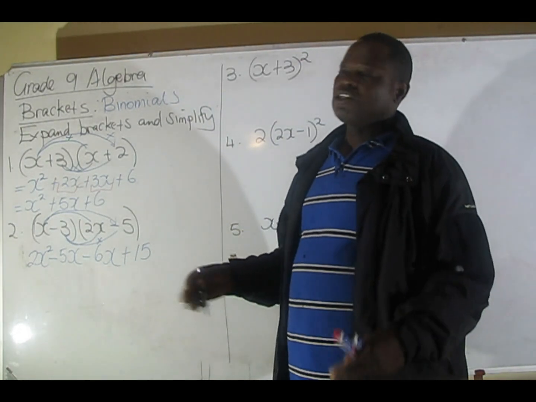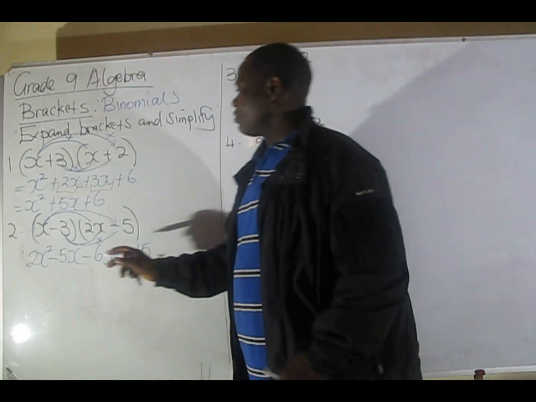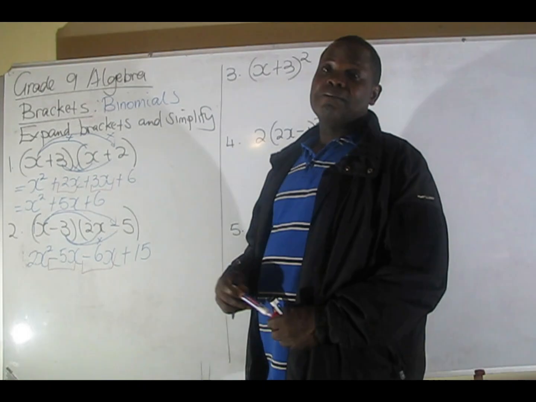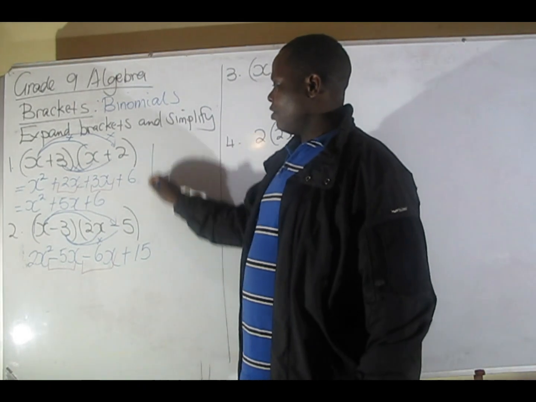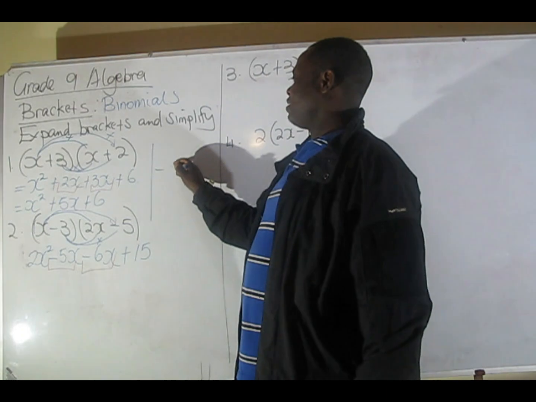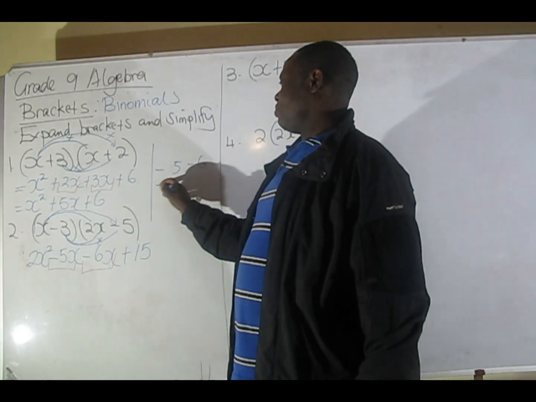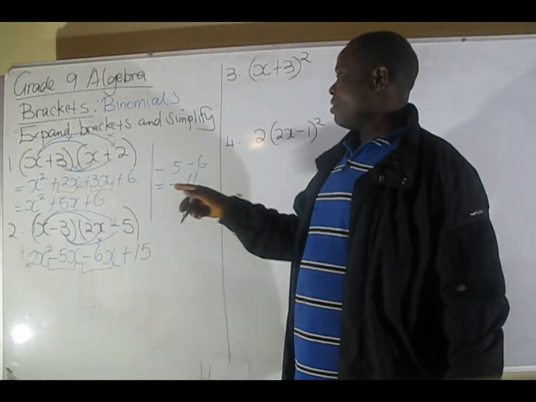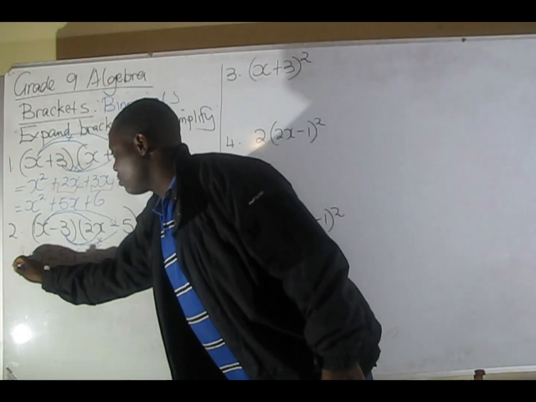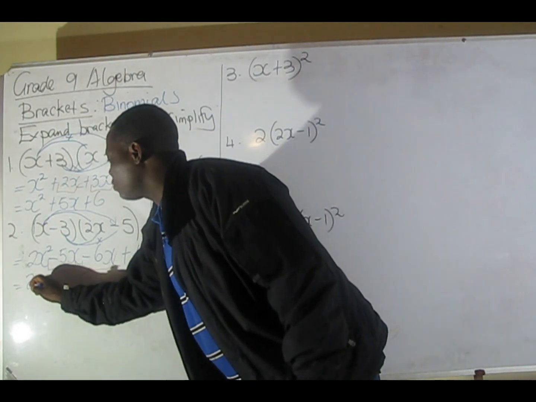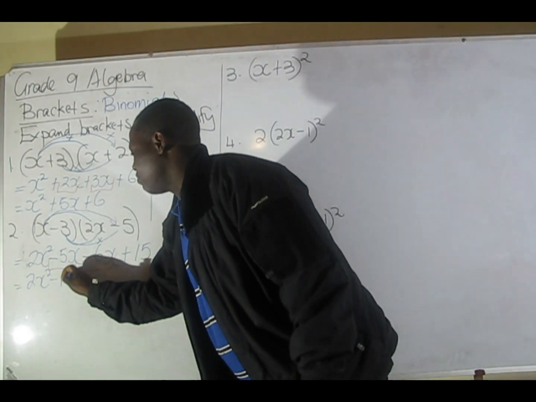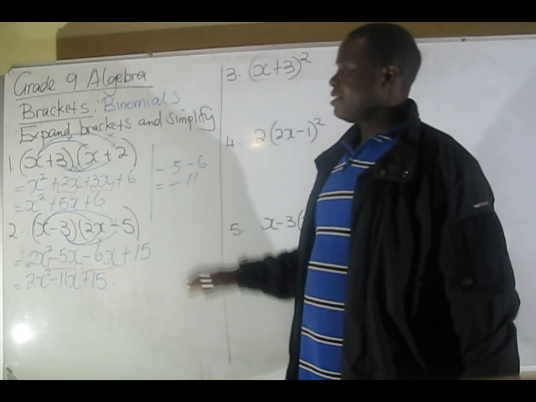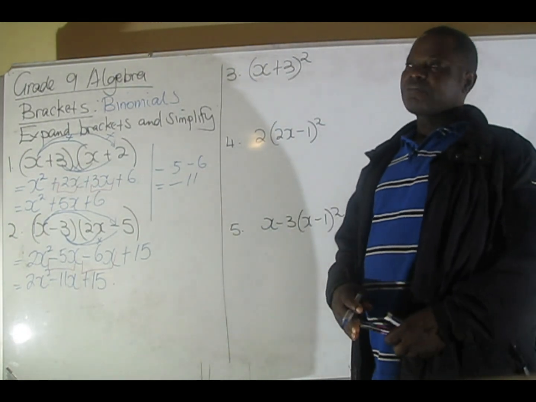Then the next one is to look for like terms. So my like terms are negative 5x and negative 6x. I need to remember integers very well here. When you are doing addition or subtraction, minus 5 minus 6, the sign does not change. If the signs are the same, you keep the same sign and add the numbers. So this is minus 11. So the answer to this question therefore will be 2x squared minus 11x plus 15. I have expanded the brackets and simplified my expression.